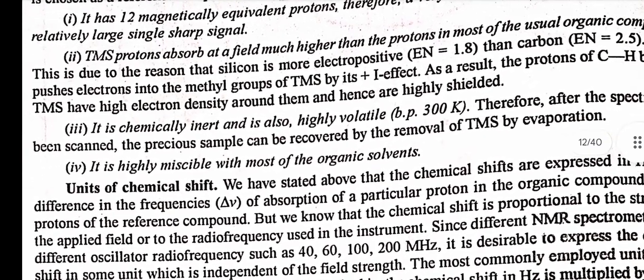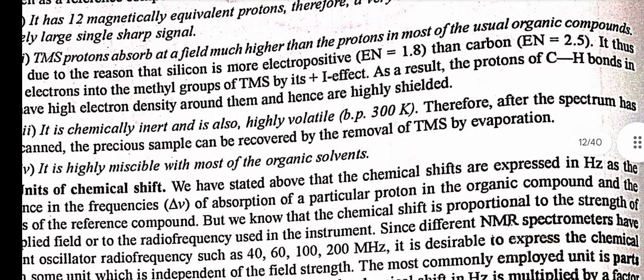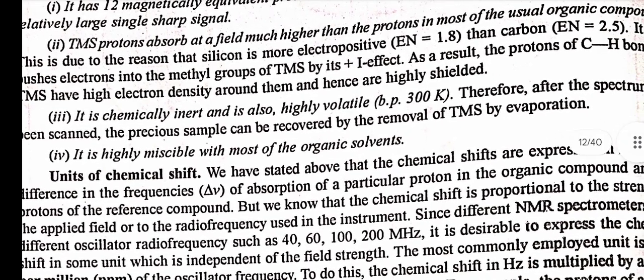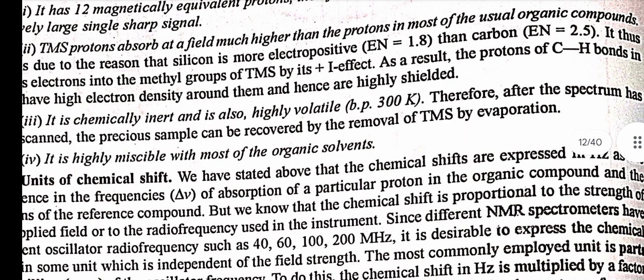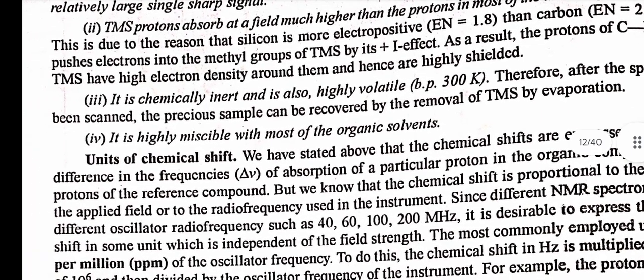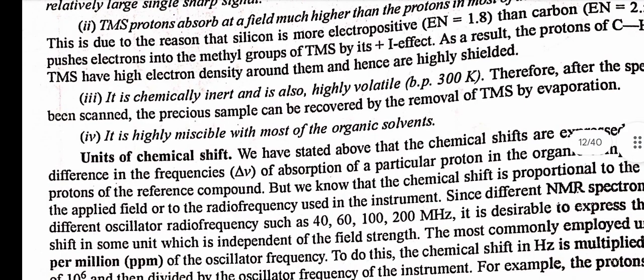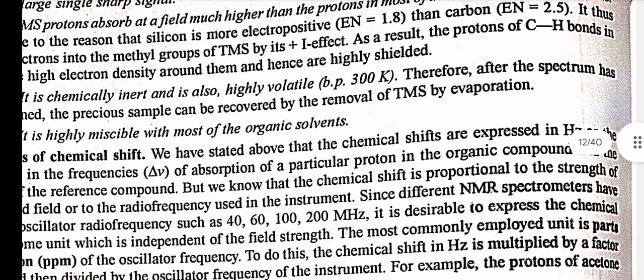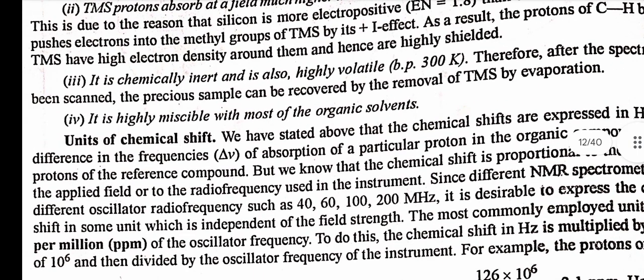This is due to the reason that silicon is more electropositive than carbon. It thus pushes electrons into the methyl groups of TMS by its +I effect. As a result, the protons of C-H bonds in TMS have high electron density around them and hence are highly shielded. It is chemically inert and is also highly volatile. Therefore, after the spectrum has been scanned, the precious sample can be recovered by the removal of TMS by evaporation. It is highly miscible with most of the organic solvents.